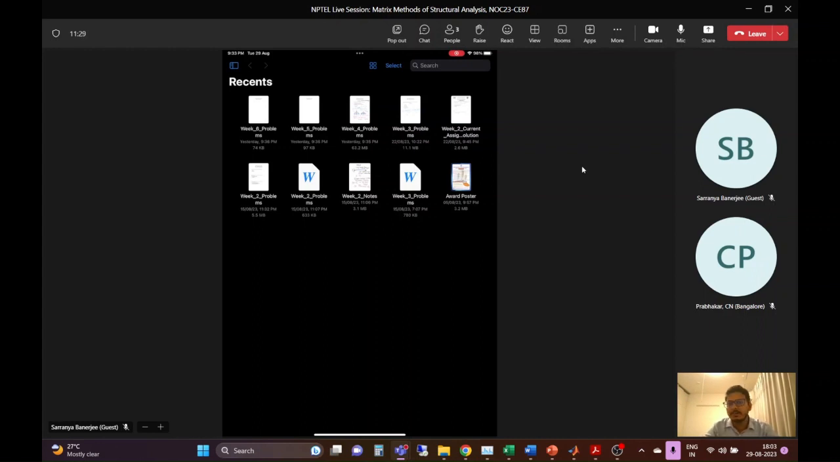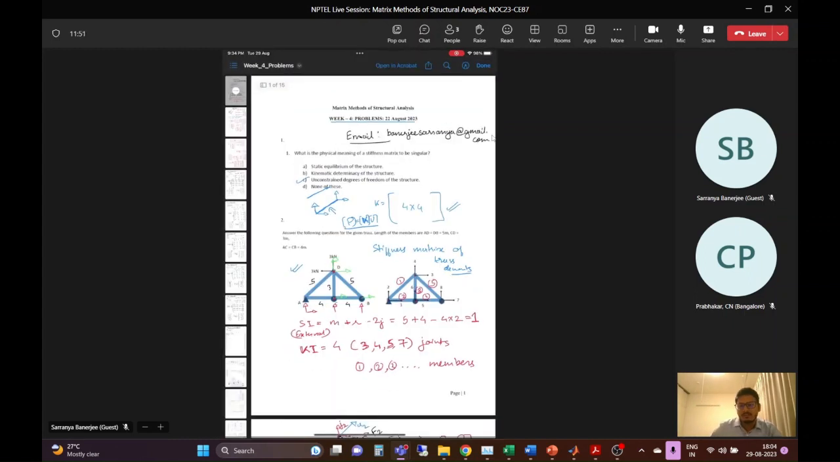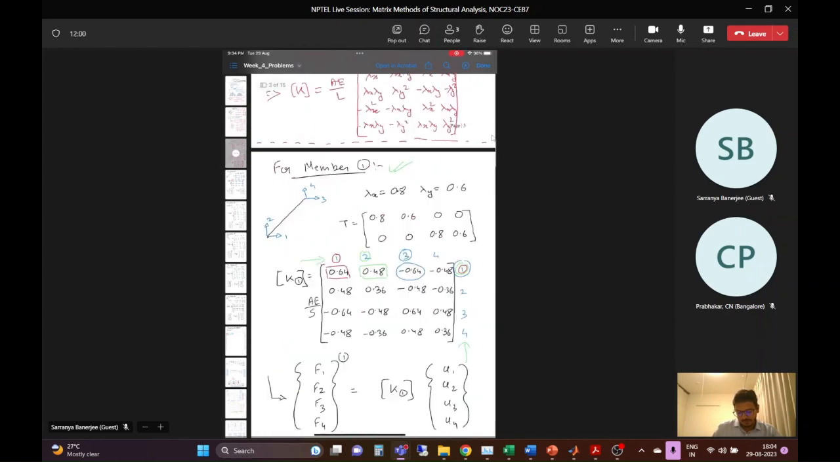I am Sharanya Banerjee. I am a PhD research scholar at IIT Delhi in the Department of Civil Engineering, and I have been giving these live interactive sessions for the course Matrix Methods of Structural Analysis. So last week we were discussing the week 4 problem, this truss problem, using the stiffness method to solve the truss problem.